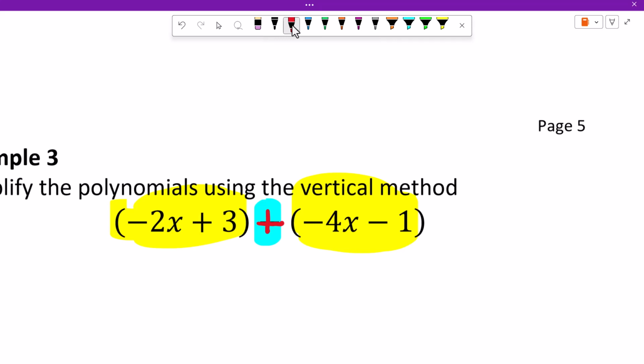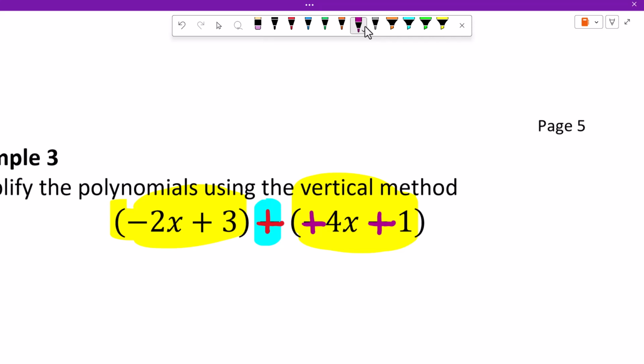If we change this to a plus, this needs to become its opposite. And so this minus 4x becomes a plus 4x. This minus 1 becomes a plus 1. The front bracket doesn't change, right? Because that minus sign didn't belong to it. So now that we've changed it, it becomes an adding one just like we did on the first page.